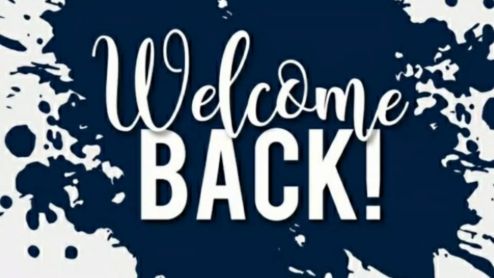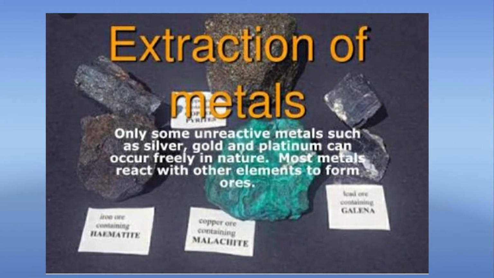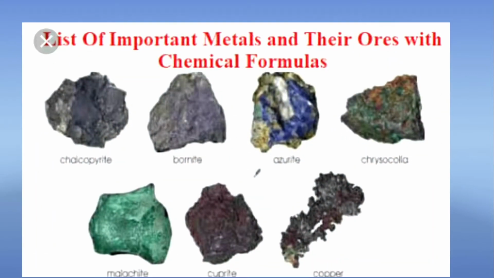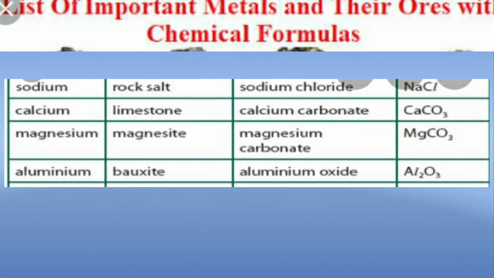Hi friends, in this video we shall learn about how metals are extracted from their ores, that is, extraction of metals. Before going to know the extraction of metals, we shall see some of the metals and their ores. Sodium: the name of the ore is rock salt, chemical name is sodium chloride, and formula is NaCl. Calcium: the name of the ore is limestone, chemical name is calcium carbonate, formula CaCO3. Magnesium, magnesite, magnesium carbonate, MgCO3.